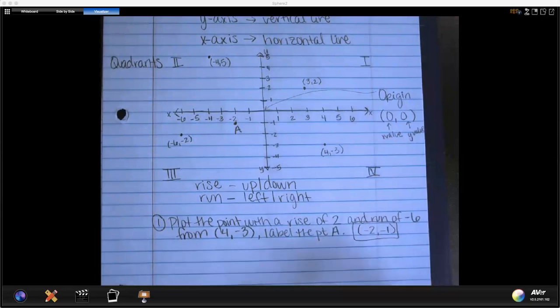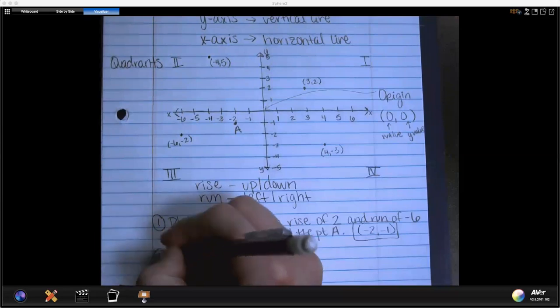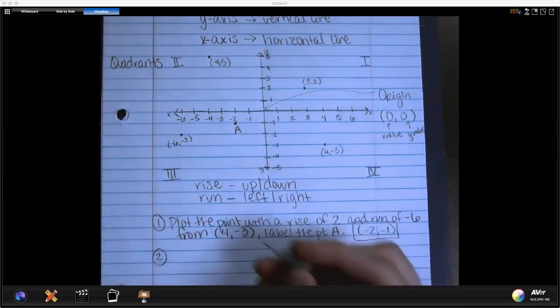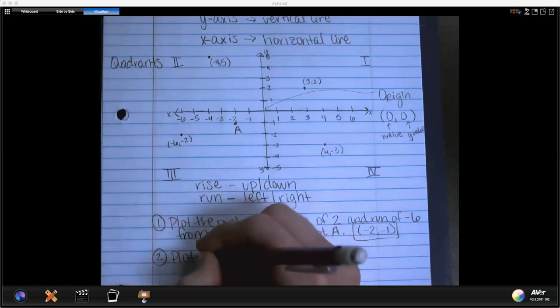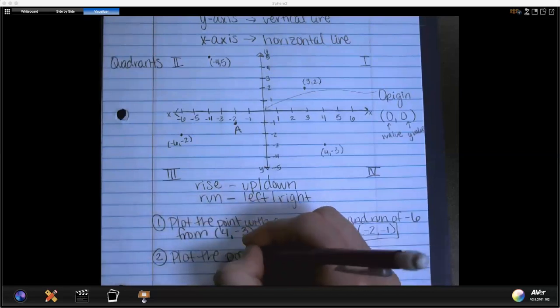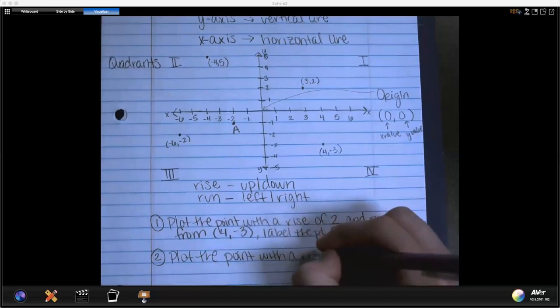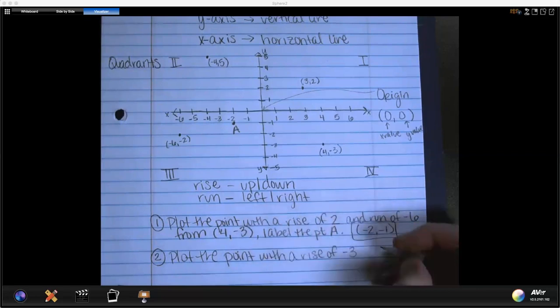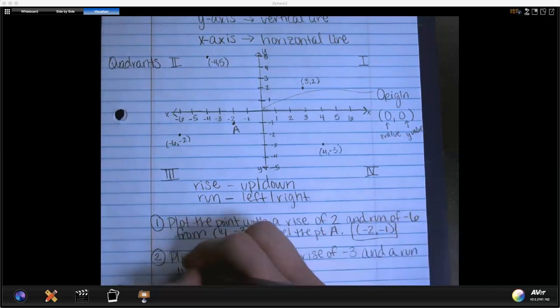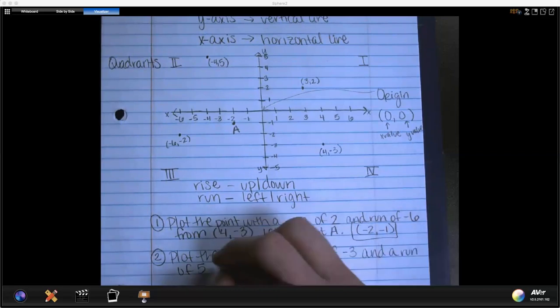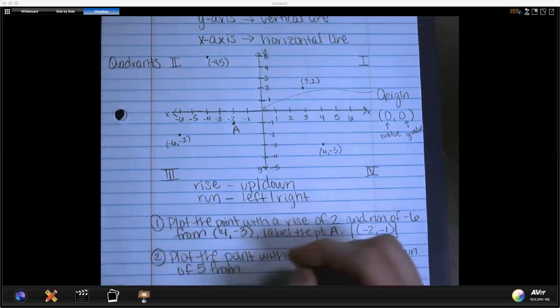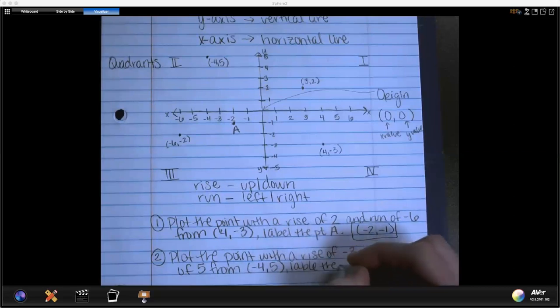All right, I'm going to write down question 2 and see what you did with that one. Same scenario, different numbers, just like every other math question. I give you multiple problems, just new numbers. Plot the point with a rise of -3 and a run of 5 from -4, 5. Label the point B.